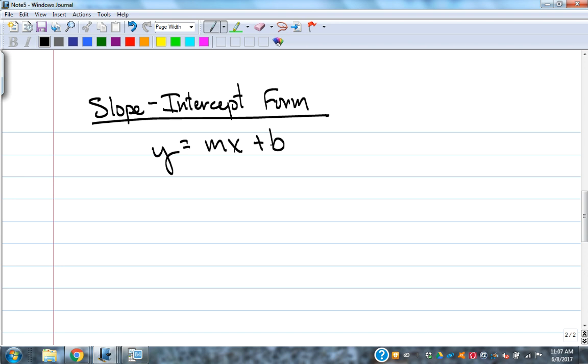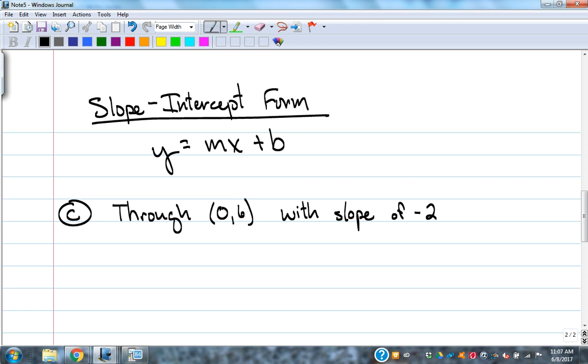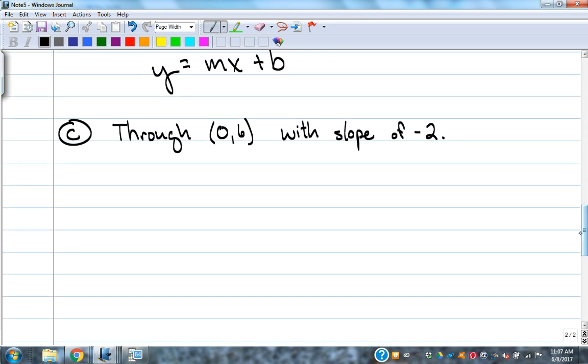We've already talked about this form in the last section. Okay, so what I try to do with this is I start with point slope form and then go to slope intercept form. And then I'm going to use slope intercept form to go to standard form later on. Is how that's going to work. So we're going to write an equation of a line in slope intercept form that goes through (0, 6) with slope of -2. Okay. So what I'm going to do is I'm going to start with point slope form.